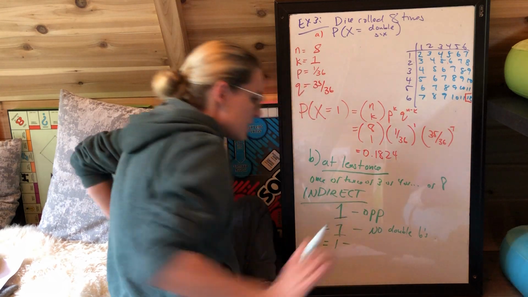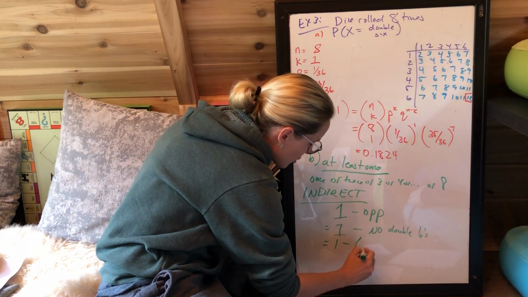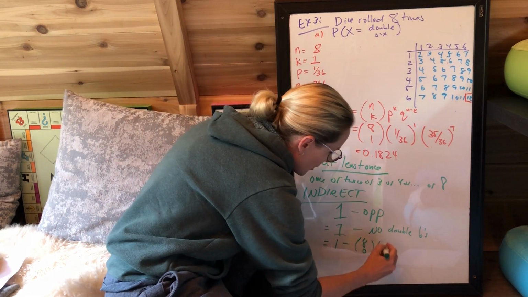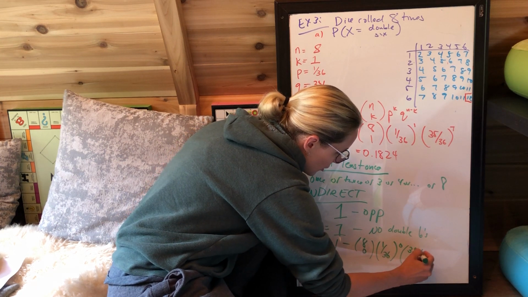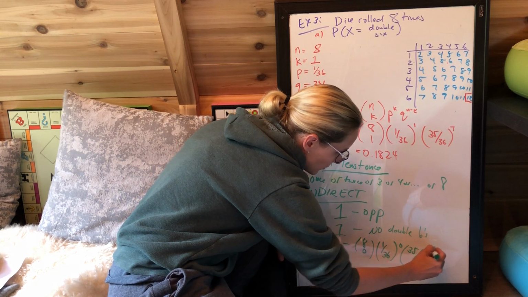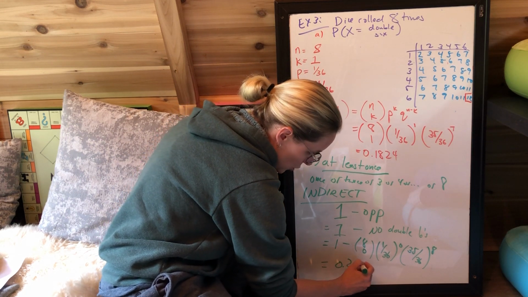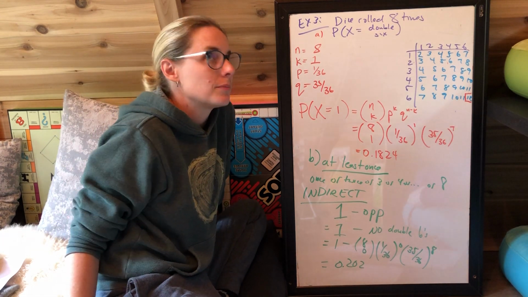So when you look at this, the probability of no double 6s, you use this formula again, but instead you use 8, and this time you're choosing to get no double 6s. The probability of success is still the same. The probability of failure is still the same. You just change that, and you get a 20.2% chance of getting at least one.